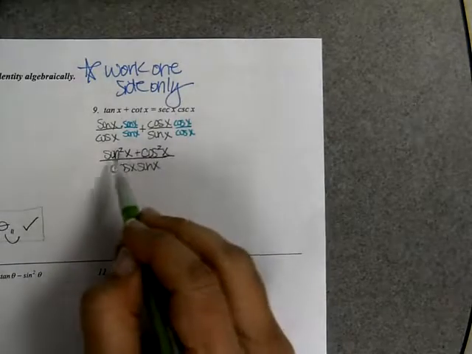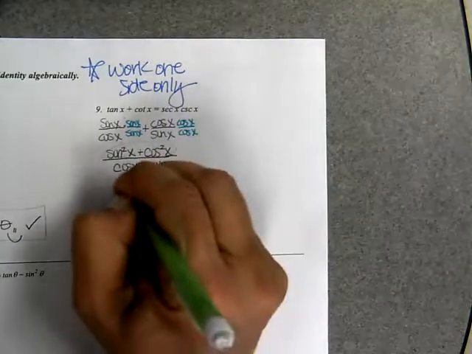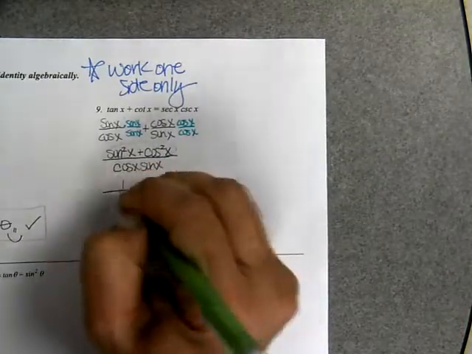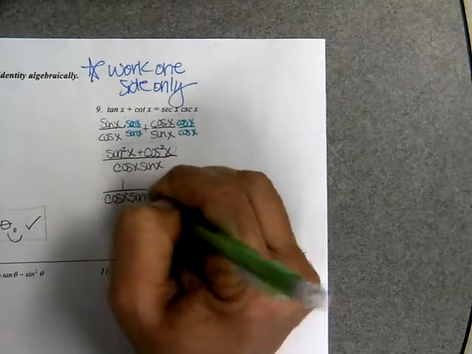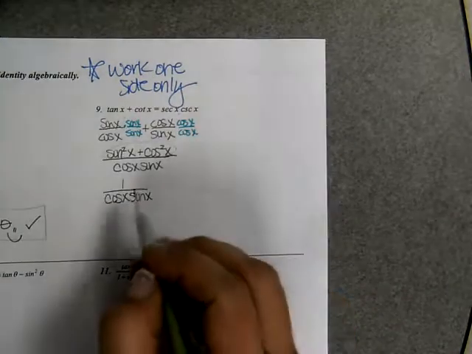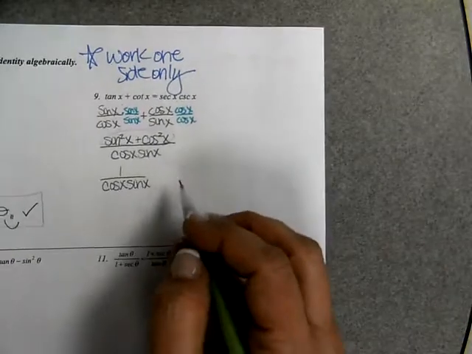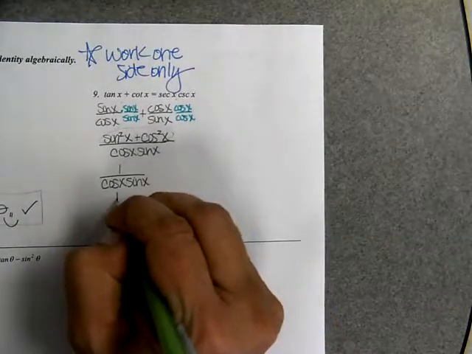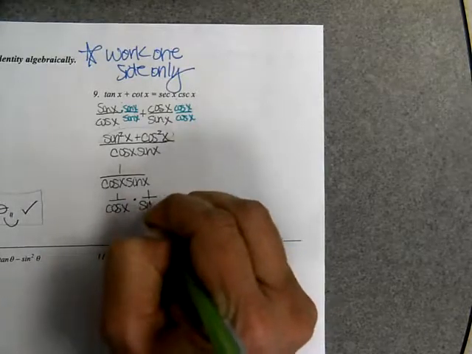So in creating one denominator, I have sine squared x plus cosine squared x over cosine x sine x. Oh my gosh, look, this is one of those Pythagorean identities. We know that sine squared x plus cosine squared x is 1. So that means I have 1 over cosine x sine x. Now I want to remind you that when you're multiplying, you can split it into 2 different factors. So this is really the same as 1 over cosine x times 1 over sine x.